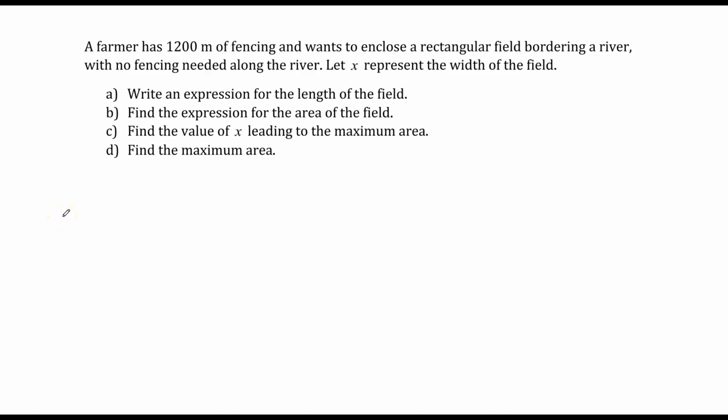A farmer has 1,200 meters of fencing and wants to enclose a rectangular field bordering a river with no fencing needed along the river. Let x represent the width of the field. Find an expression for the length of the field, the expression for the area of the field, the value of x leading to the maximum area, and find the maximum area.